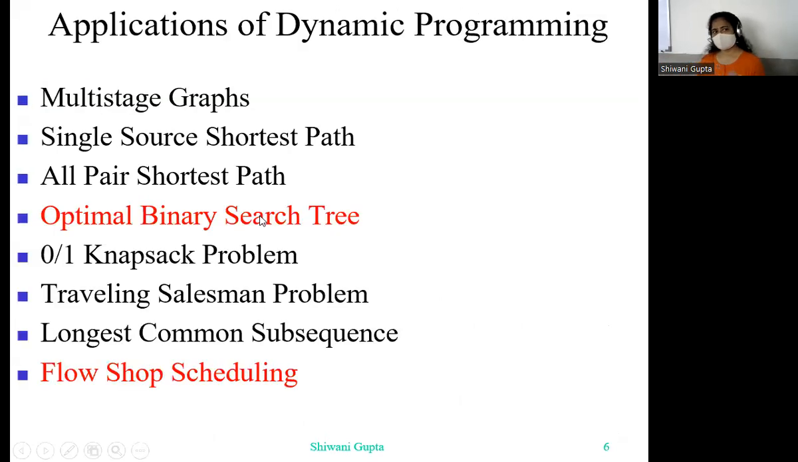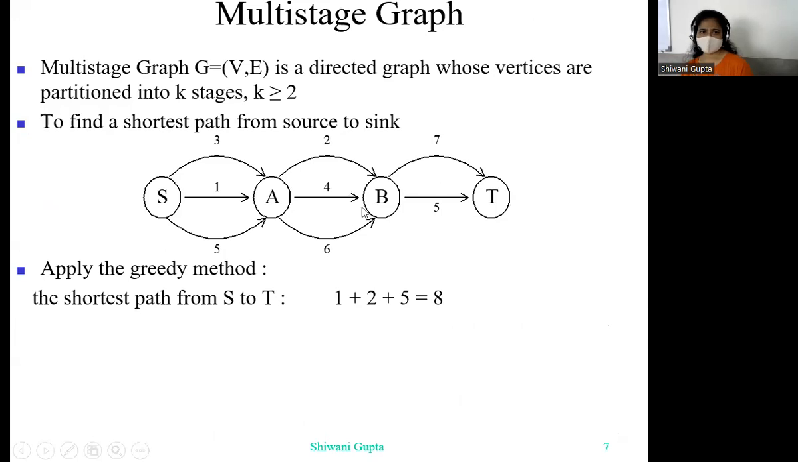Then in the syllabus, we have these 6 problems, of which 3 we have done, that is multi-stage graph, single source shortest path, and all pair shortest path. We will be today covering 0-1 knapsack, traveling salesman problem, and longest common subsequence. So multi-stage graph was, there are multiple stages, there might be multiple nodes at these stages, and we need to find a path from source to destination.